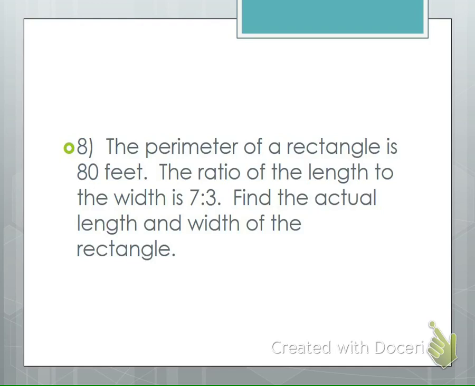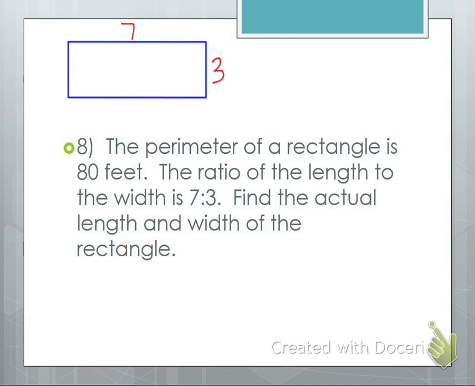The perimeter of a rectangle is 80 feet. That tells us a lot right there. The ratio of the length to the width is 7 to 3. Find the actual length and width of the rectangle. Now, diagrams are not essential, but they are useful. So we have some rectangle. The ratio of the length to width is 7 to 3.